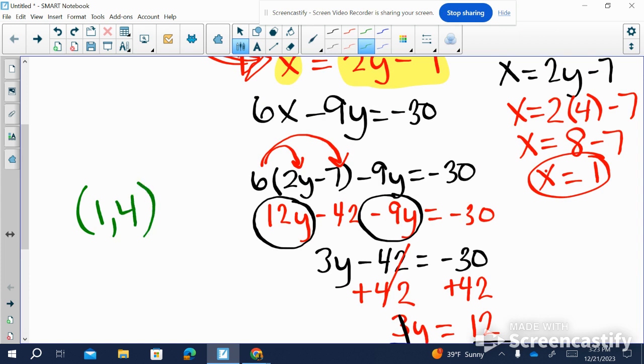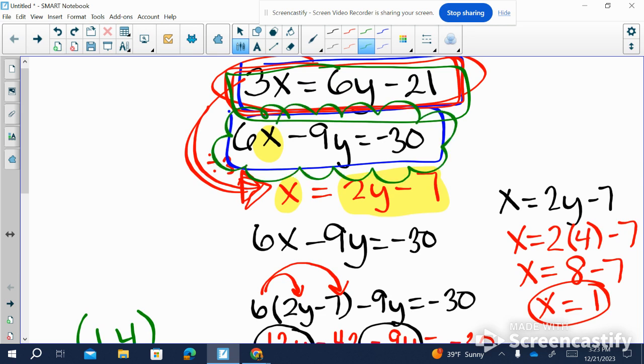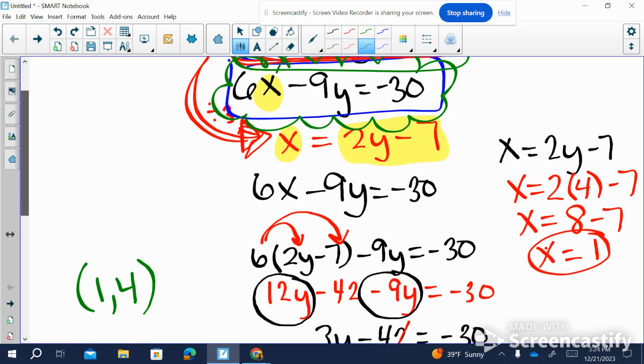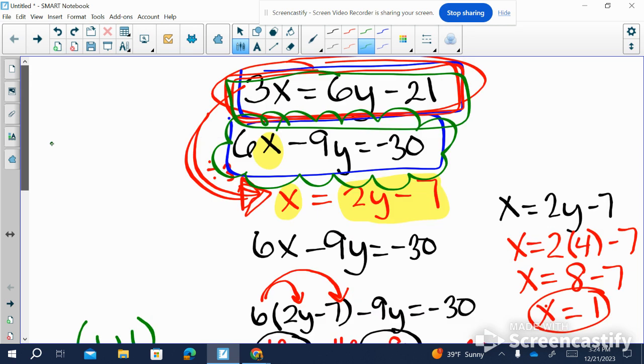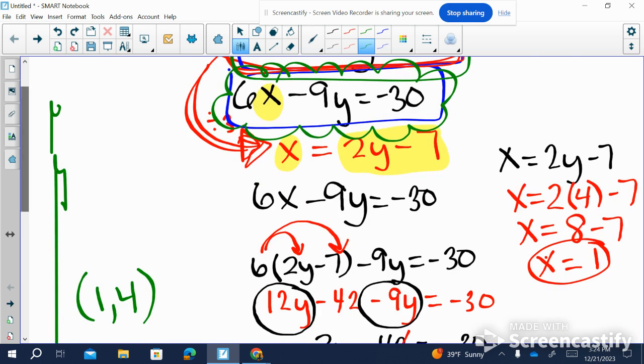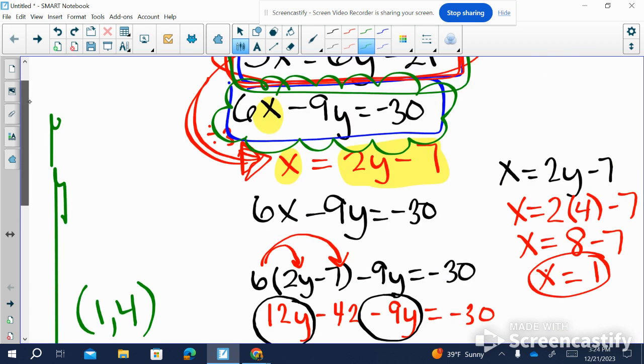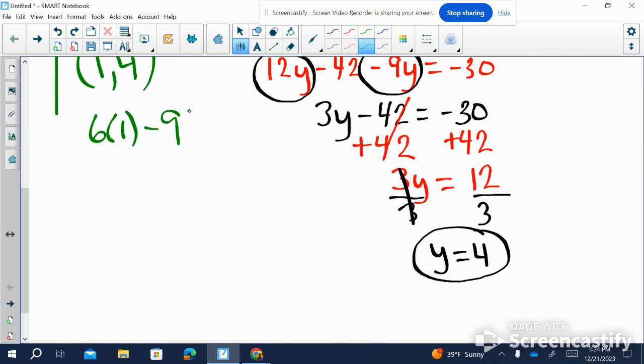Now, because I used that top equation, this one up here, to solve my x, I'm now going to check my overall solution with that second equation. And so the way I check is I just take that point and I plug in 1 for x and 4 for y. So let's do that. So that's 6 times 1 minus 9 times 4 equals negative 30.